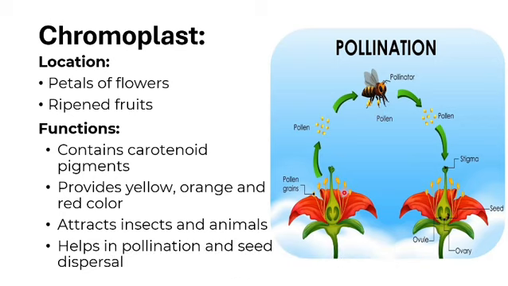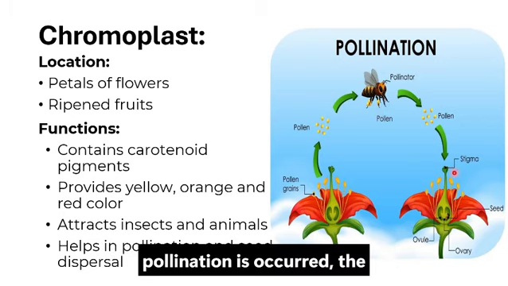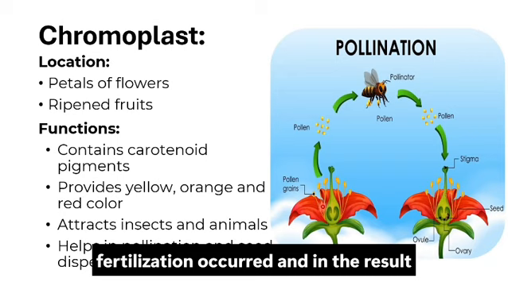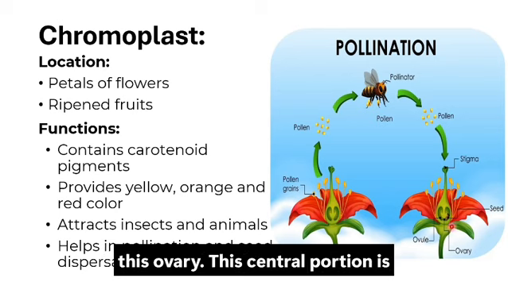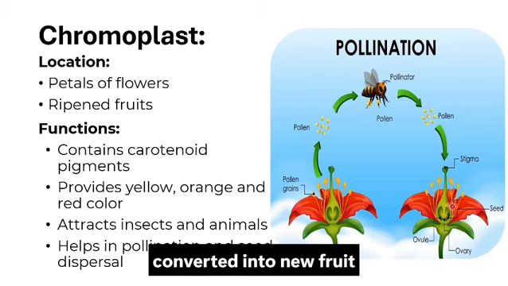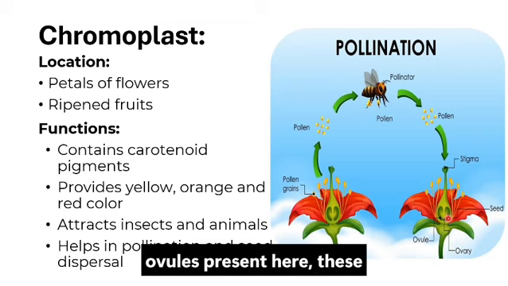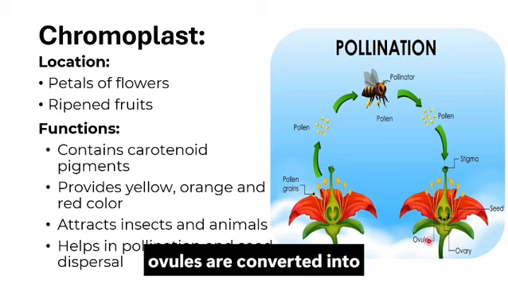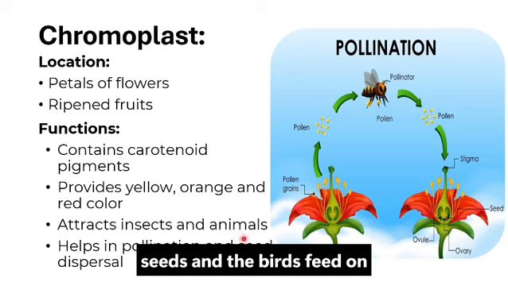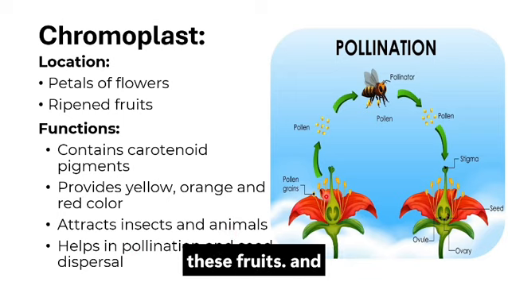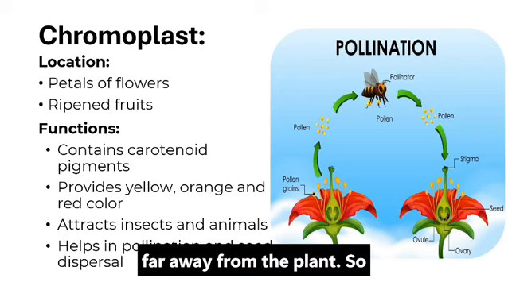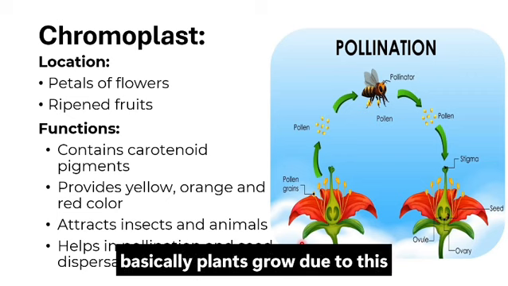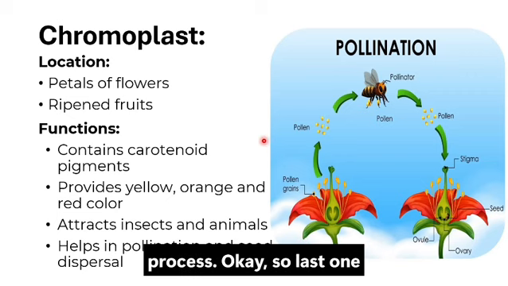When pollination occurs, fertilization occurs. As a result of fertilization, the ovary, the central portion of the flower, is converted into a new fruit, and the ovules present here are converted into seeds. The birds feed on these fruits and disperse the seeds far away from the plant. So basically, plants grow due to this process.